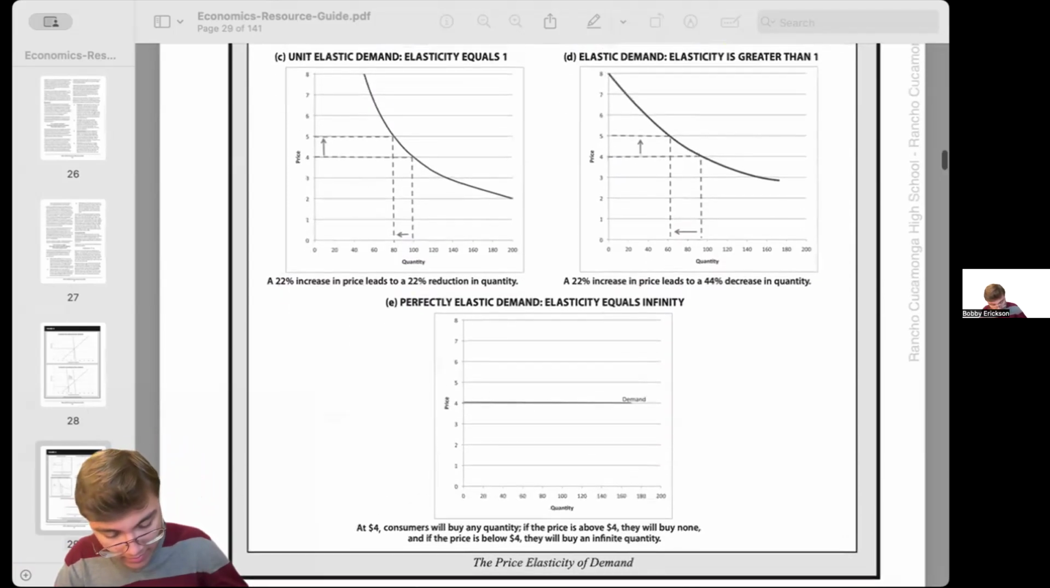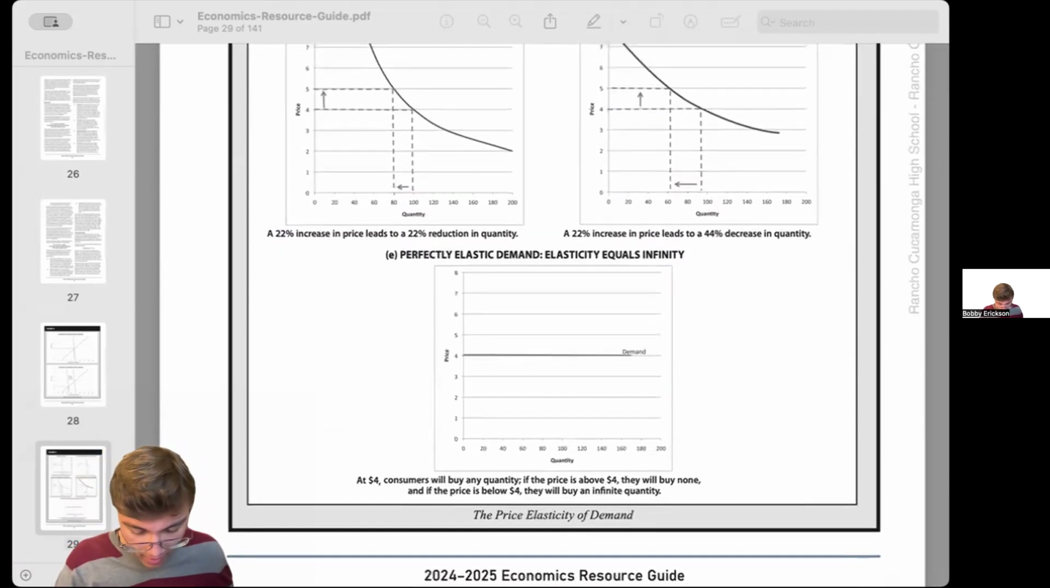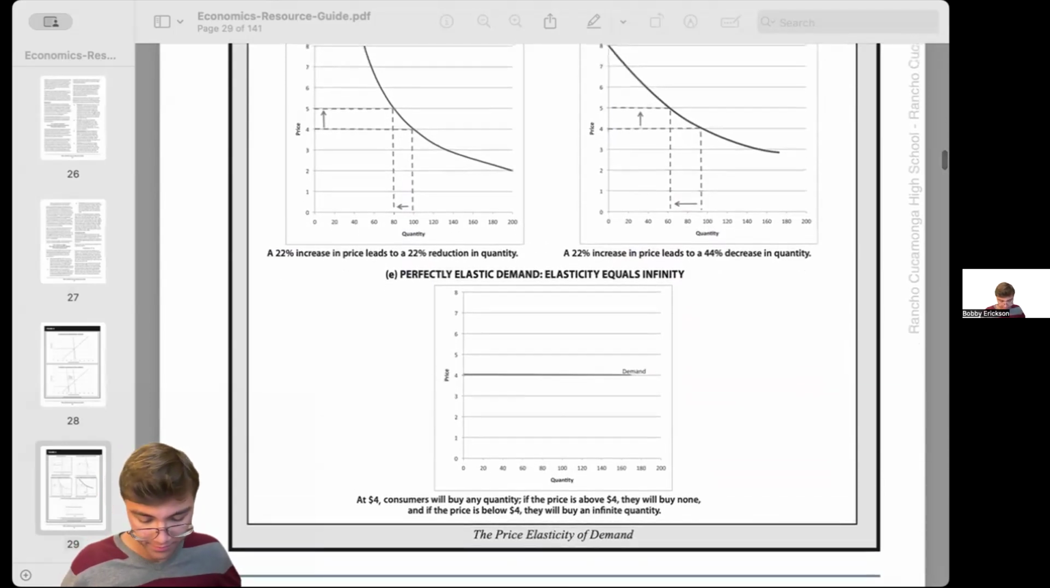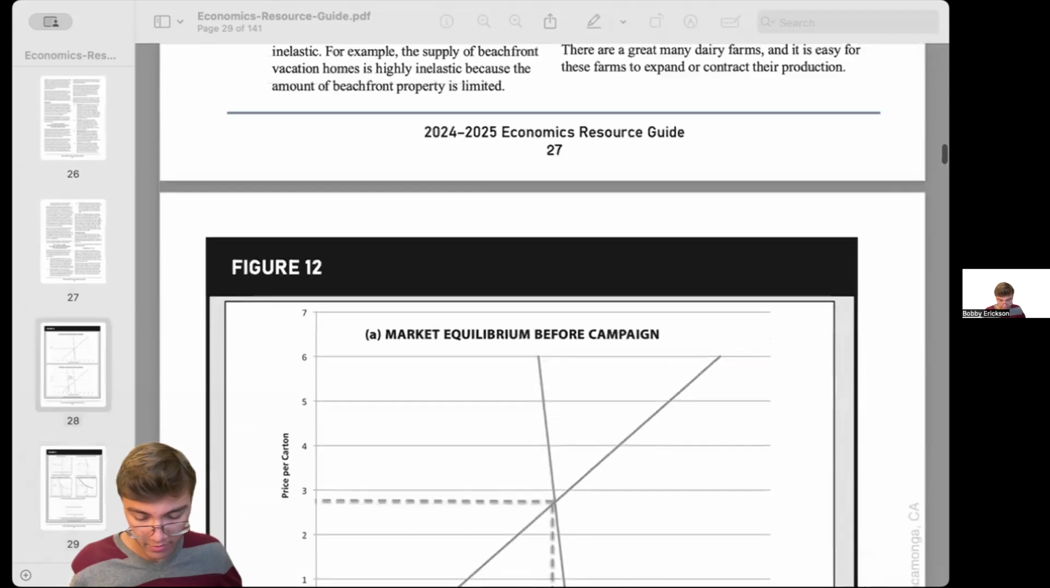And then the elasticity equals infinity, of course. They'll buy any quantity at $4, price above $4, they'll buy none. And if the price is below $4, they'll buy an infinite quantity. So it's kind of unrealistic, but that's what it is.